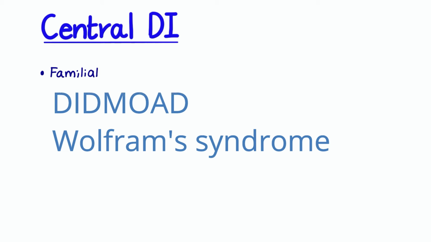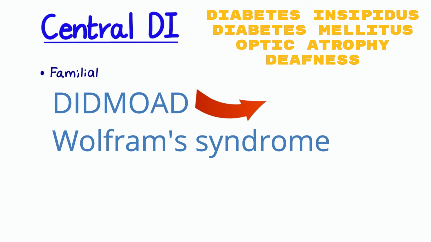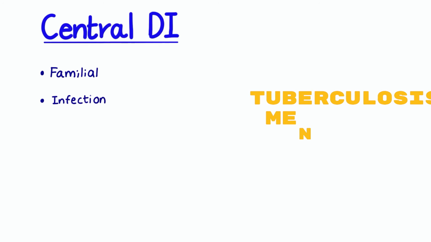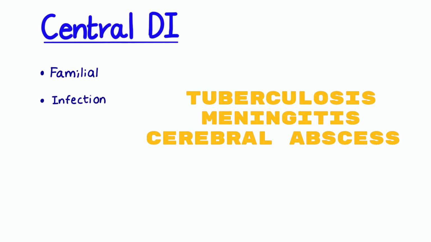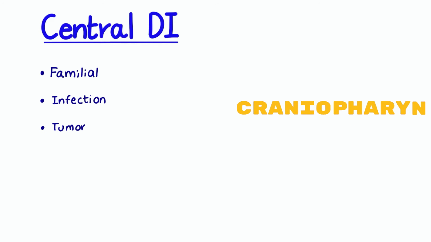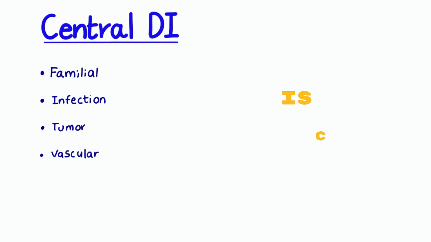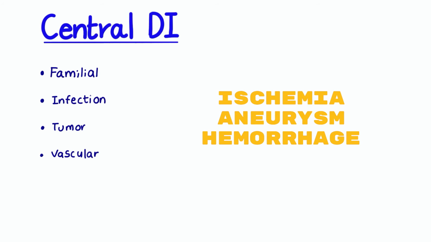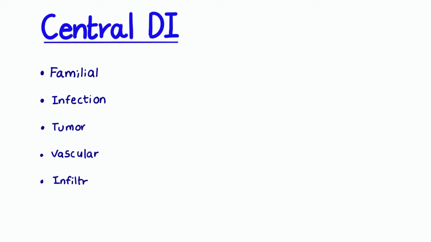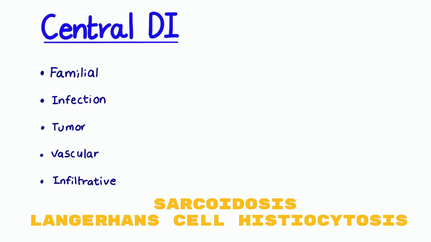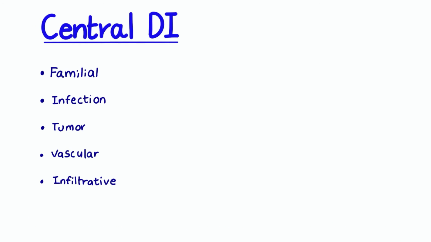The causes of central diabetes insipidus can be familial, DIDMOAD or Wolfram syndrome. This is where you have diabetes insipidus, diabetes mellitus, optic atrophy and deafness. It could be due to infections like tuberculosis, meningitis or cerebral abscess, tumors like craniopharyngioma or a hypothalamic tumor, vascular causes like ischemia in Sheehan syndrome, and aneurysms or hemorrhage, infiltrative causes like sarcoidosis and Langerhans cell histiocytosis. It could also be due to traumatic brain injury or surgery.